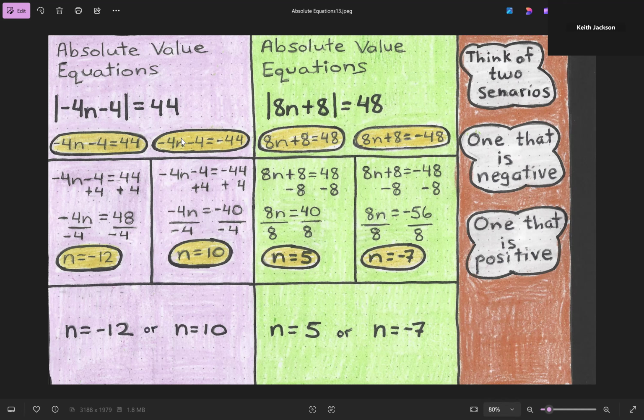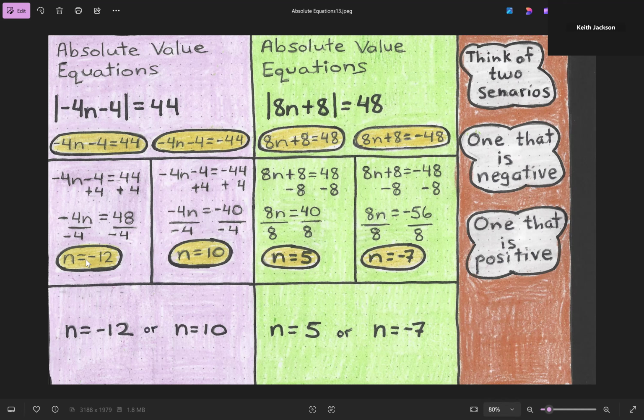But let's go to our other negative solution right here, in which we have a negative 4n minus 4 is equal to a negative 44, balancing the equation by adding 4 to both sides. And we will see that a negative 4n is equal to a negative 40 in this case. Let us divide by a negative 4. And when we do that to both sides, the negative 4s will cancel out, leaving just n, while a negative 40 divided by a negative 4 will give us 10. So in this case, n is equal to 10, while in this case, n is equal to negative 12.